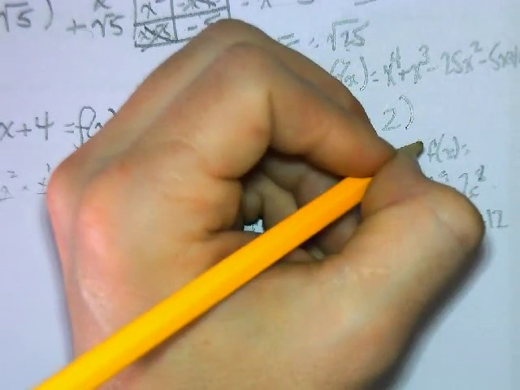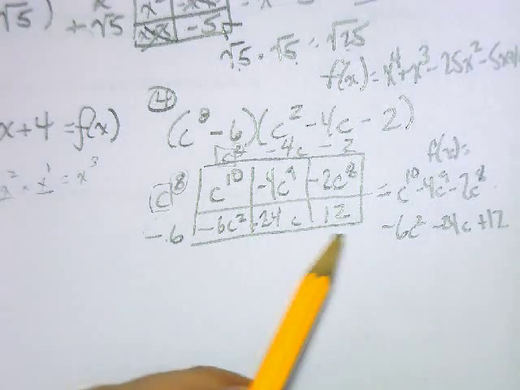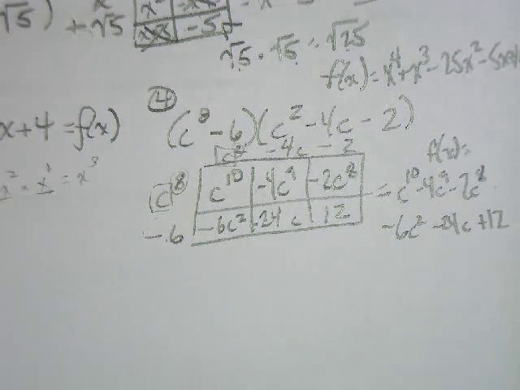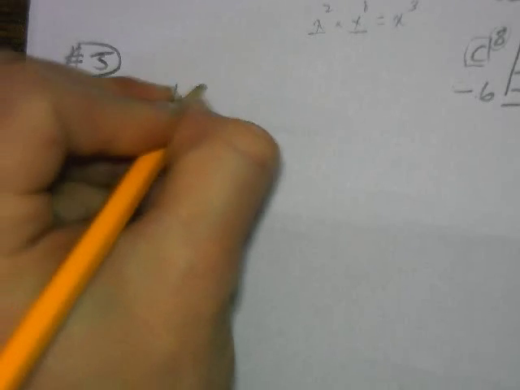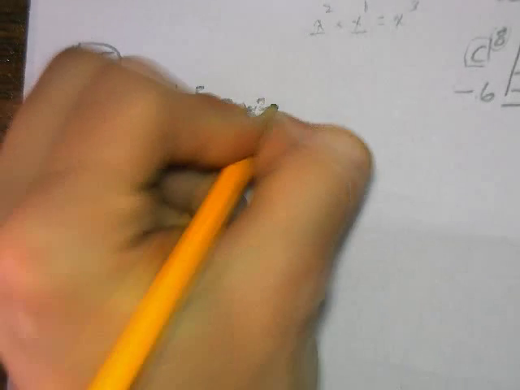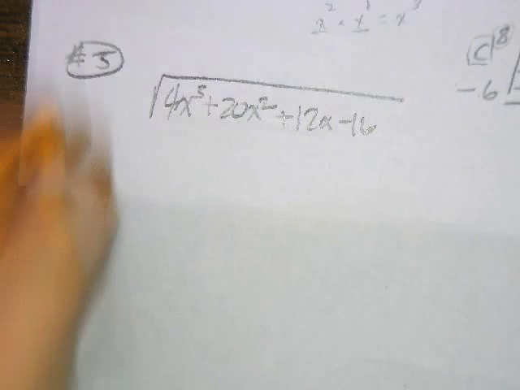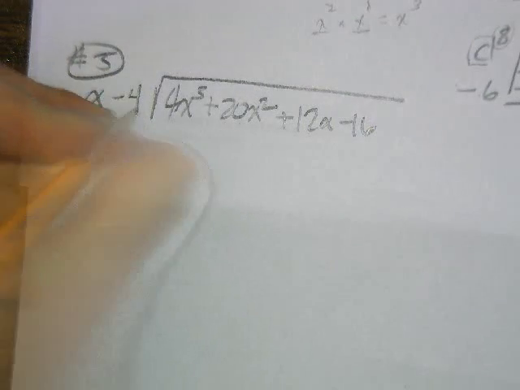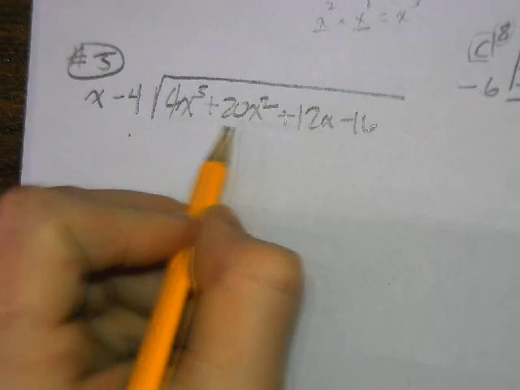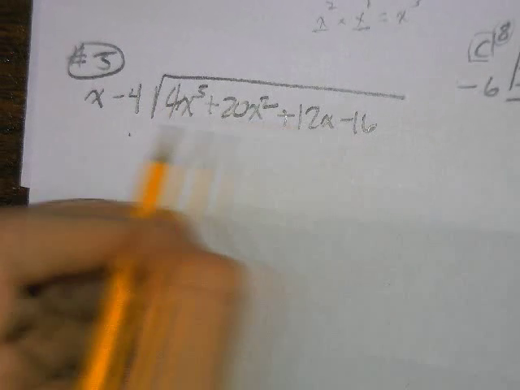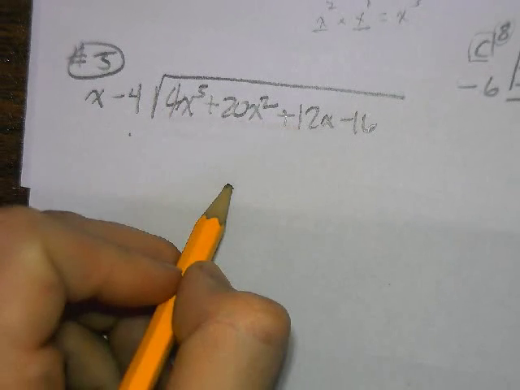Alright, so number 5 is our first division problem. We have 4x cubed plus 20x squared plus 12x minus 16. And we are dividing that polynomial by x minus 4. If the remainder of this polynomial division problem is 0, then x minus 4 is a factor. If we get a remainder other than 0, then x minus 4 is not a real factor of this polynomial.